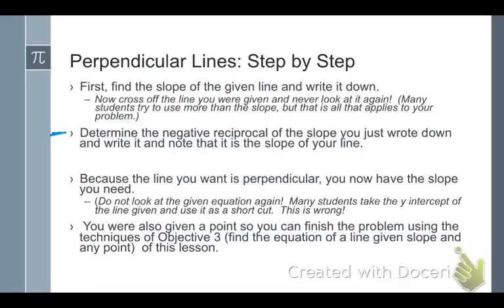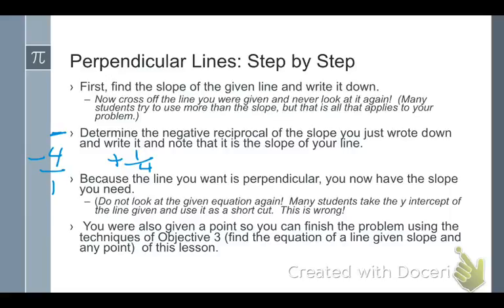That means if your slope is a fraction, you flip the fraction upside down and change the sign. If your slope is not a fraction, if your slope was -4, the negative reciprocal of that will be +1/4 because that's understood to be a 1 there. So you're flipping that and changing the sign. Okay, so you have to remember to change the sign.